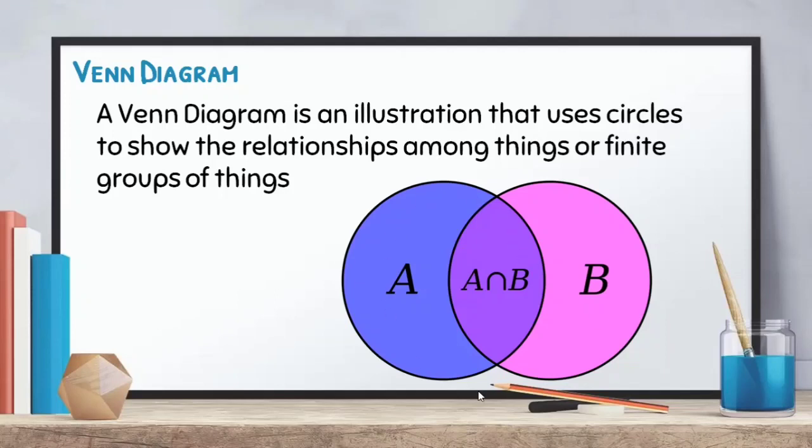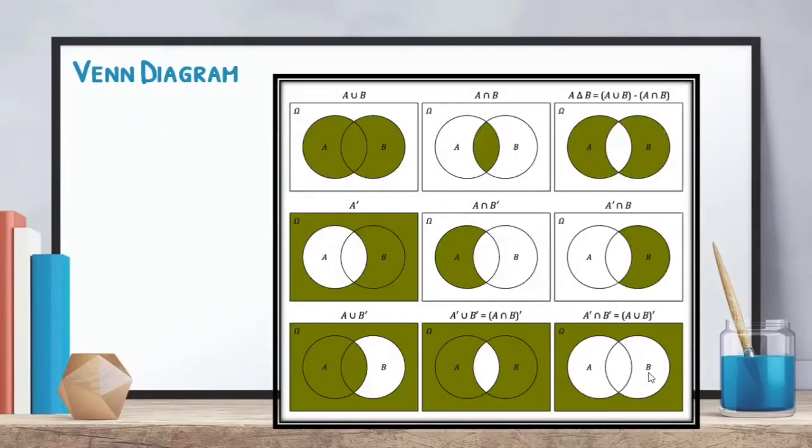So just like in our example here, if we have our set A and set B, then in the middle, since we have common elements between the two sets, then we have there your A intersection B. So this portion here will be the common elements that will be placed in our Venn diagram. So we have also a lot of ways in showing our sets using the Venn diagram.